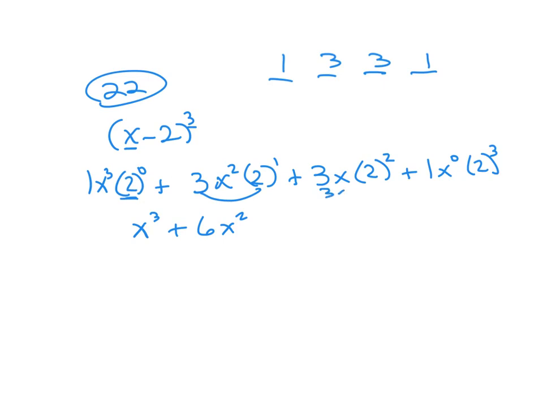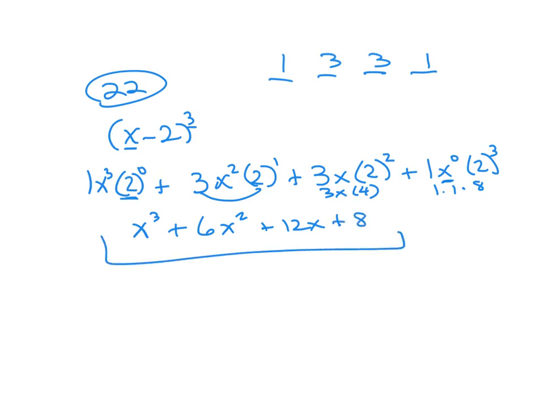So this becomes 3x times 4. So this gives me 12x. And then here, x to the 0 is 1. So 1 times 8. So this last term is an 8. So you can either use the pattern or, again, do like I did on the previous slide. Write it 3 times, FOIL 2 at a time, and then distribute it with the third. So that's how you can work with a binomial raised to the third power.